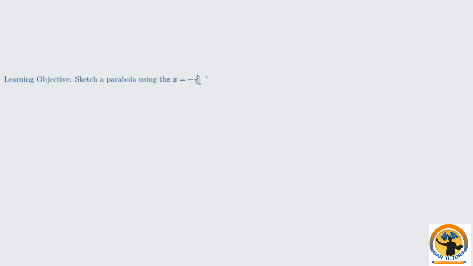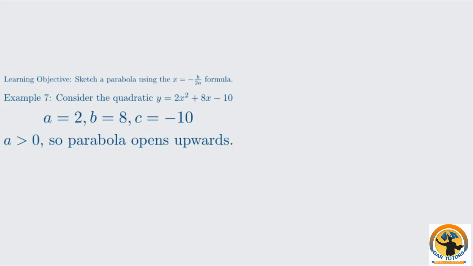Let's apply this method to an example. Our objective is to sketch a parabola using the negative b over 2a formula. Consider the quadratic y equals 2x squared plus 8x minus 10. First, let's identify our coefficients. a equals 2, b equals 8, and c equals negative 10. Because a is 2, which is greater than 0, we know the parabola will open upwards. This is a great first check.